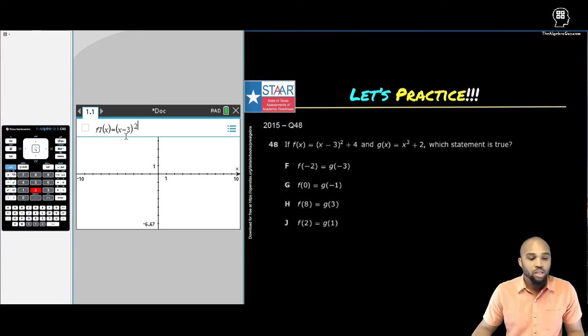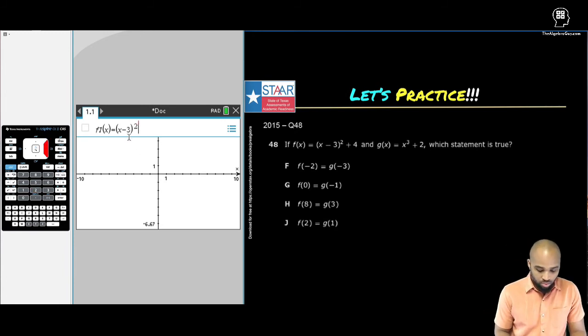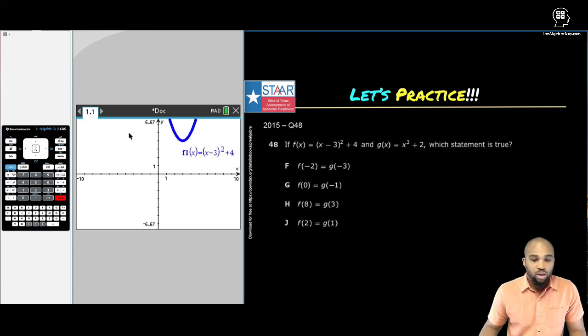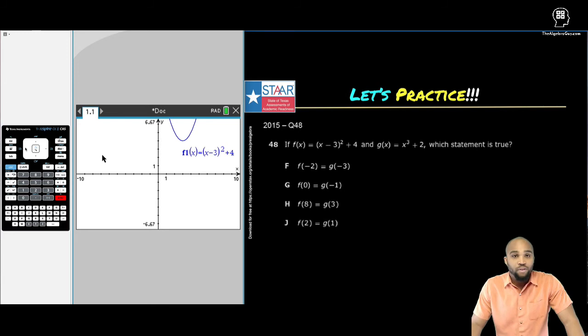All right, so I got my (x - 3)² in, and I'm going to do plus 4. So that's one of my equations. And I want to put the other one in. And this is so sweet. I feel like it's cheating sometimes, but we're allowed to use a calculator. But if you know how to use it, it's going to feel like cheating. It's like, this is too easy. So hopefully this works out the way I'm wanting it to.